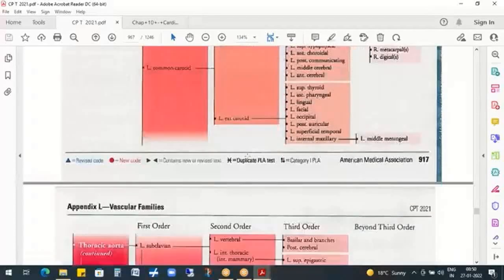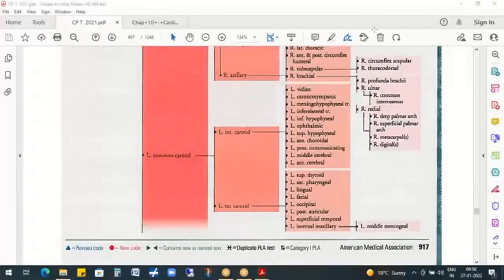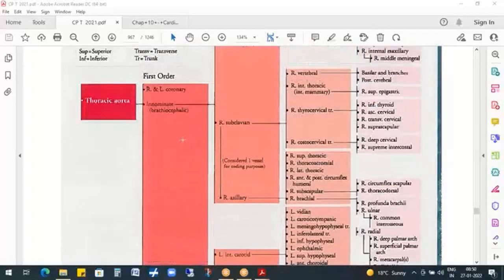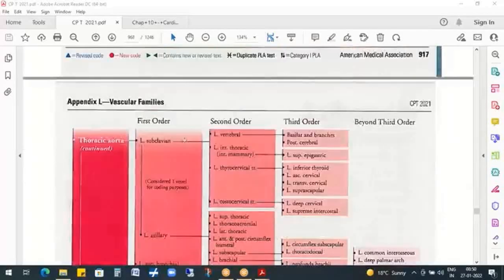Now come to page number 917, vascular families, 917 in your books. CBT book, 917.